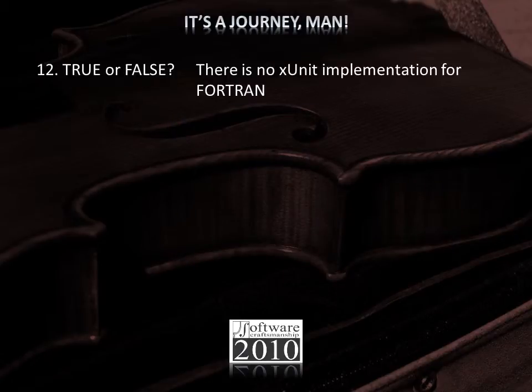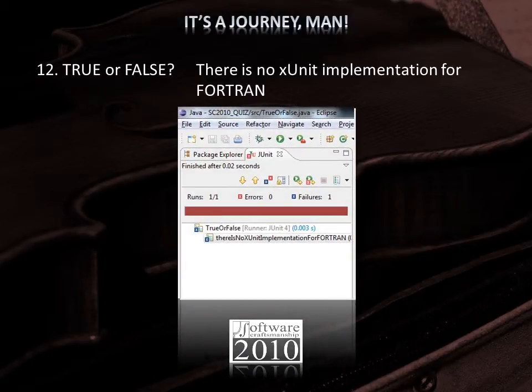Question 12, true or false? There is no XUnit implementation for Fortran. It's false, I'm afraid. There is an XUnit variant for Fortran called FUnit.